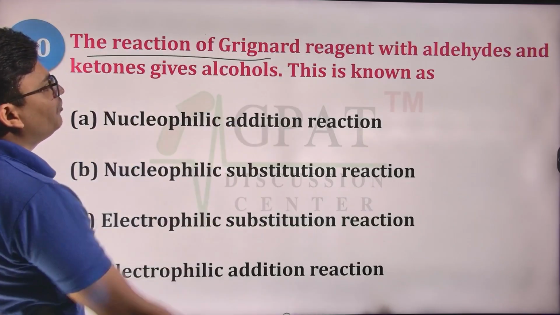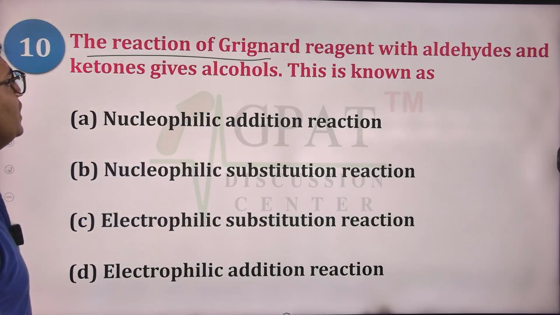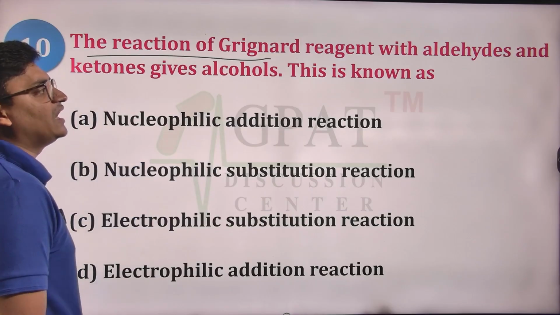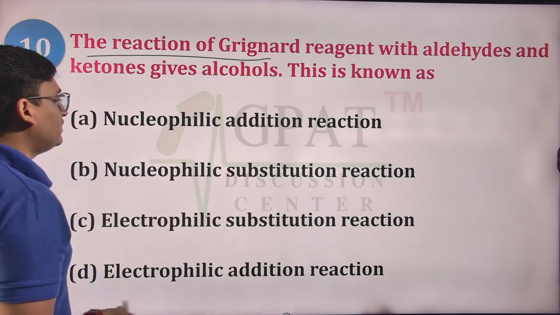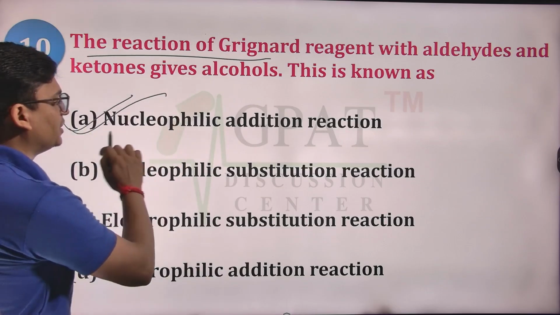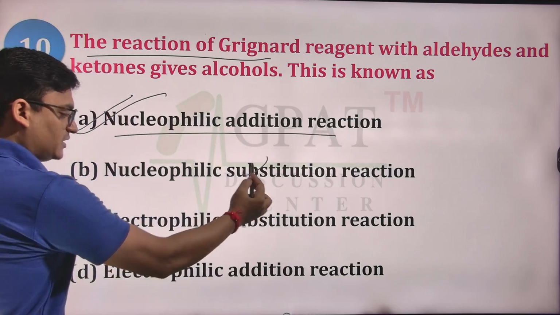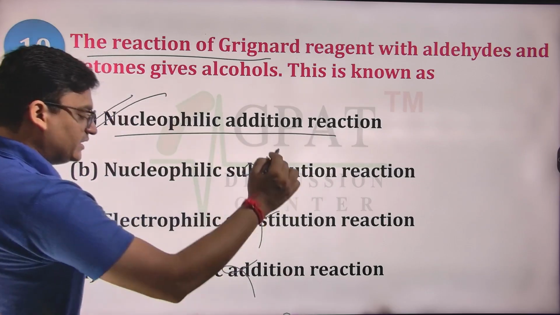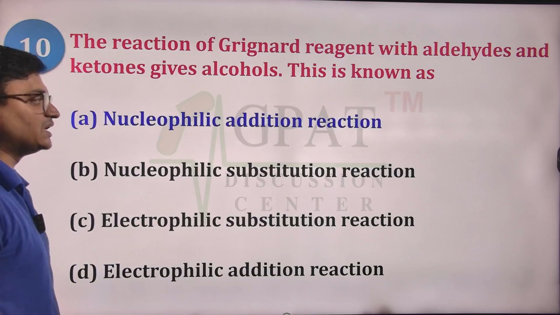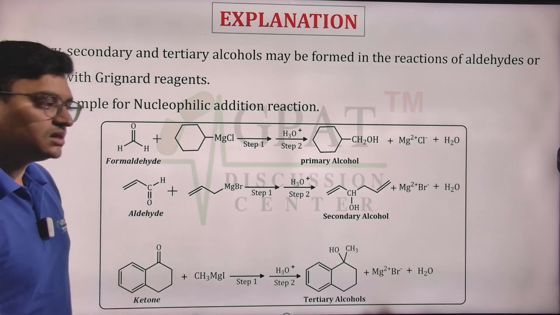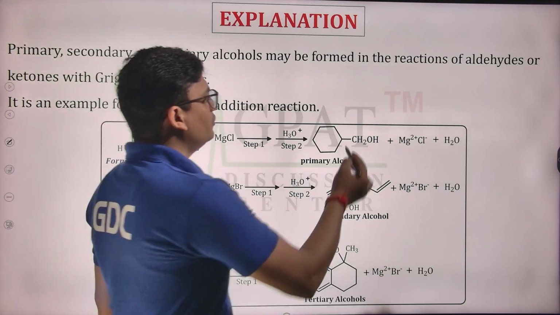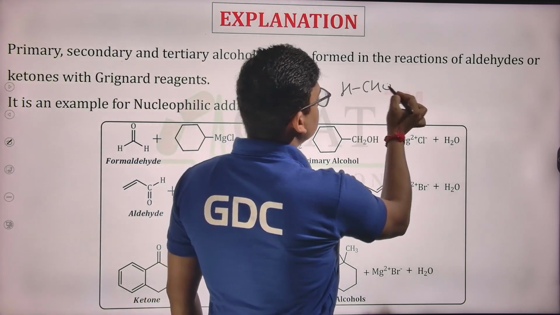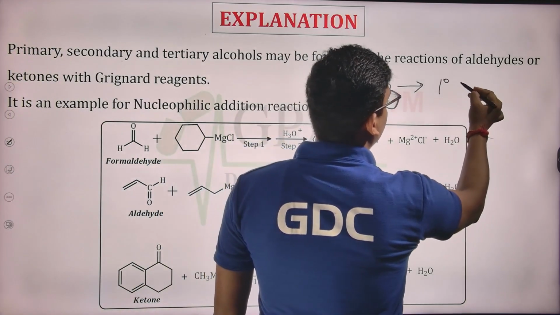The reaction of Grignard reagent with aldehydes and ketones gives alcohol. This is known as? So we are having aldehydes or ketones that have a carbonyl group, C double bond O. That will be a nucleophilic addition reaction. Nucleophilic addition, not substitution, and that is not electrophilic addition. So that is a nucleophilic addition reaction. A is your right answer. Formaldehyde, HCHO, will be giving you 1 degree alcohol.